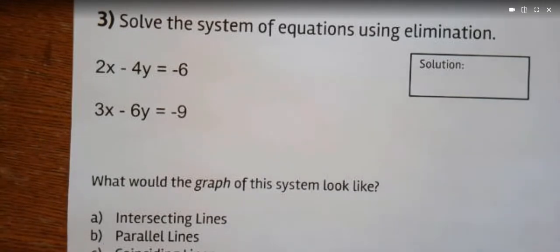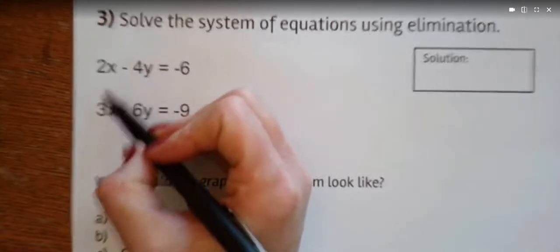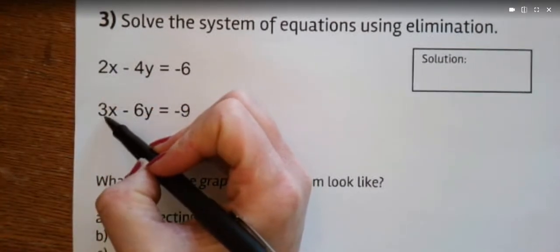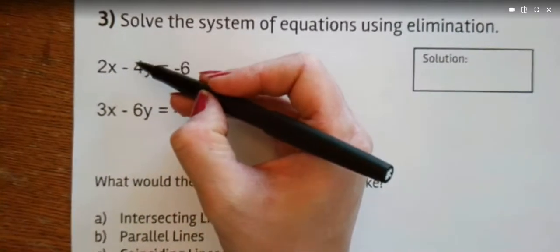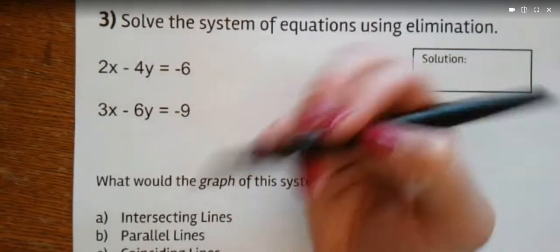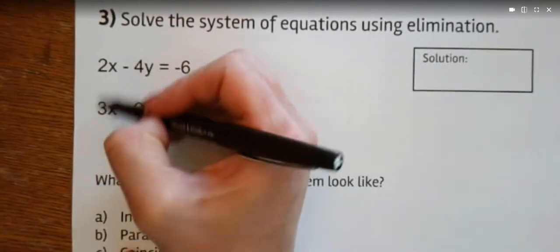Okay, here's our system. I have a 2 and a 3. I could make one of them 6 and one of them -6. I have a 4 and a 6. I could make one of them 12 and one of them -12. Either way, I'm just going to go with the first two.